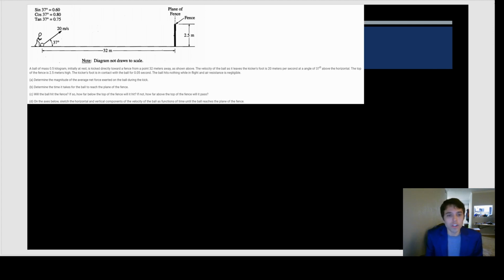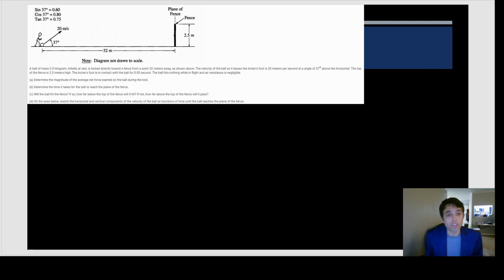But anyway, let's do this problem. So we're going to ignore part A here. Let's read it just so we are on the same page. We got a ball. It's got a mass of 1/2 kilogram. It's at rest initially. It's kicked directly toward a fence from a point 32 meters away as shown. So you see horizontal displacement of 32 meters from the fence. The velocity of the ball as it leaves the kicker's foot is 20 meters per second at an angle of 37 degrees above the horizontal.